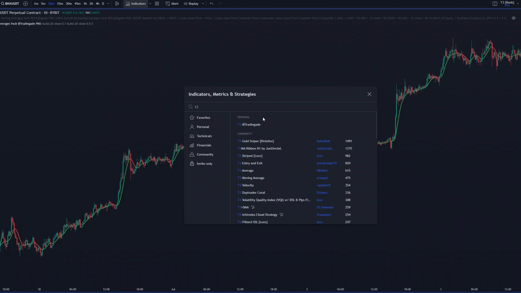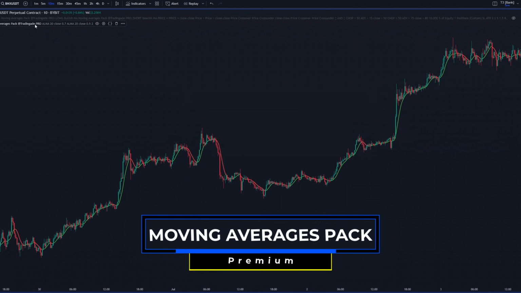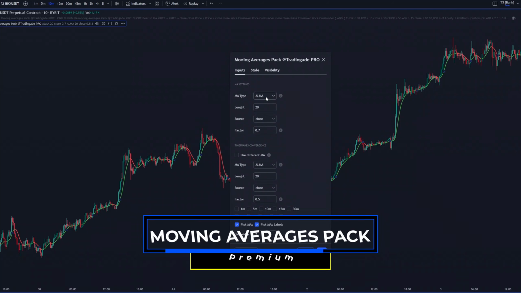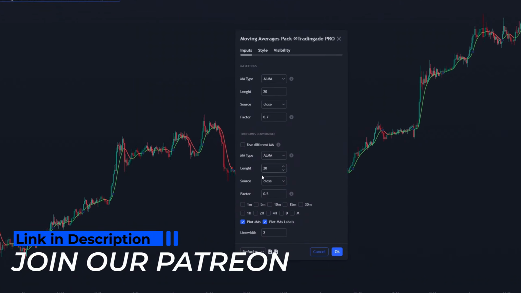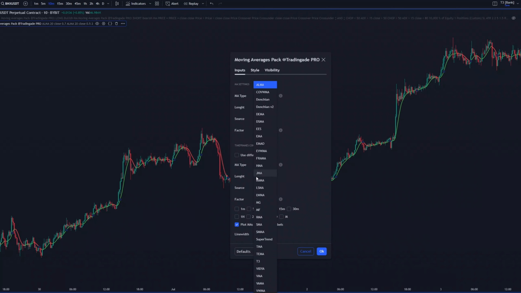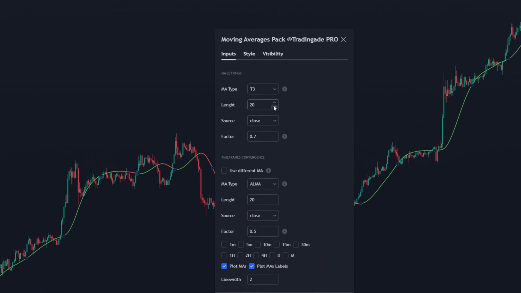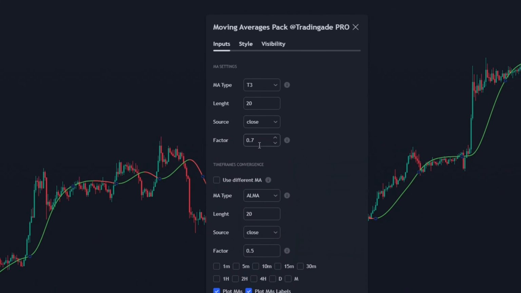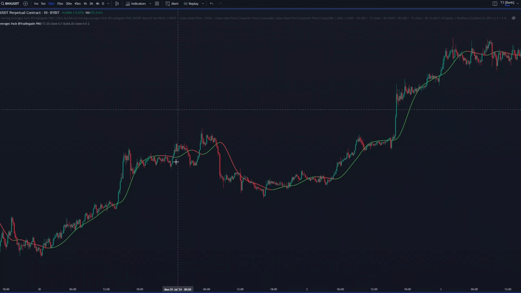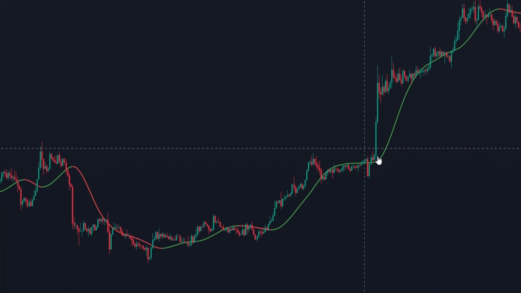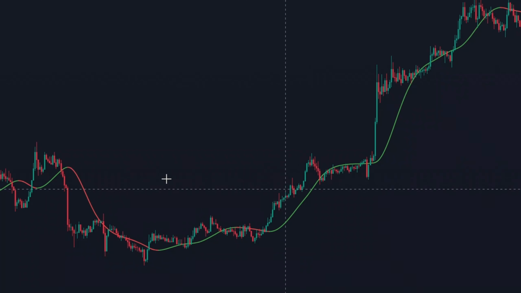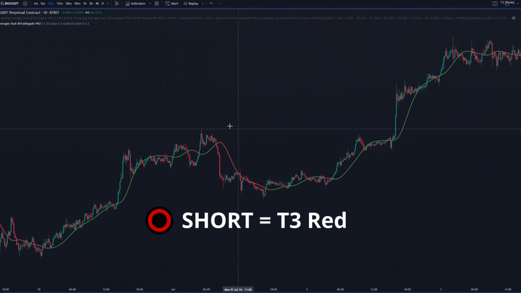We're gonna be using my own version taken from the moving averages pack, a powerful indicator that includes over 30 moving averages with confluence functions from other timeframes. Here we're gonna select the T3, length 20 and factor 0.7. Let's talk about the main entry signals. We're gonna open a long position whenever the T3 is green, whereas we open a short position whenever the T3 is red.